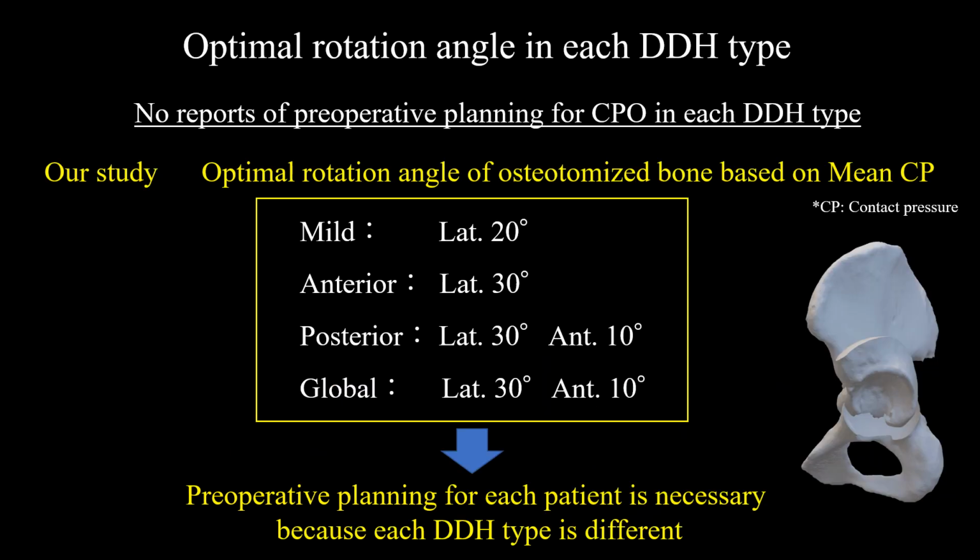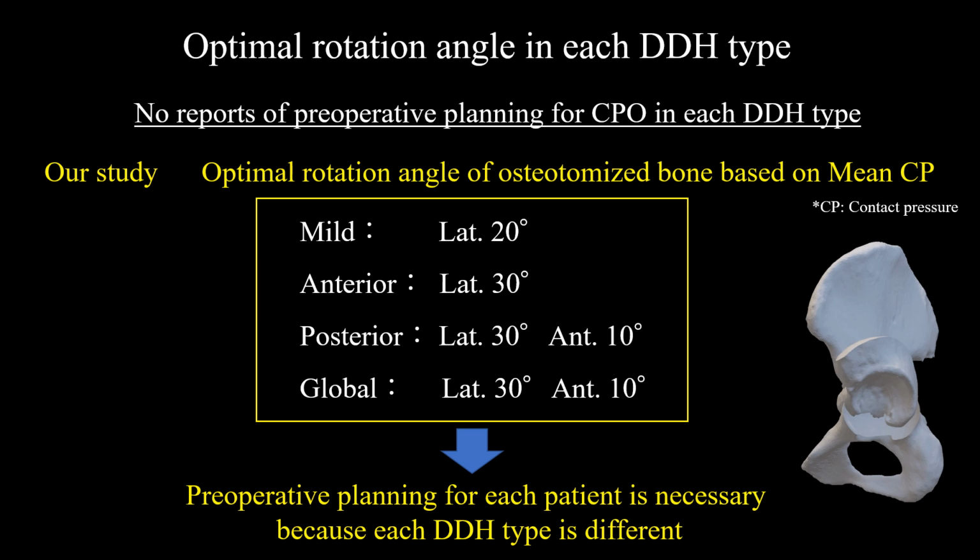There were no reports of preoperative planning for CPO in each DDH type. Our study showed the optimal rotation angle of osteotomized bone in each DDH type based on mean contact pressure. The optimal angle of mild type was lateral 20 degrees. Anterior type was lateral 30 degrees. Posterior type was lateral 30 degrees, anterior 10 degrees, and the global type was lateral 30 degrees and anterior 10 degrees rotation.